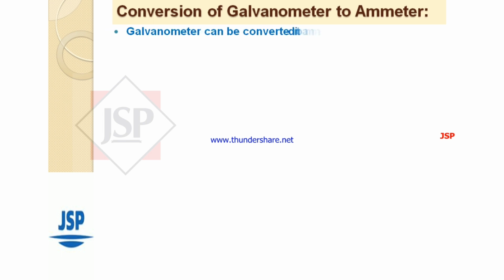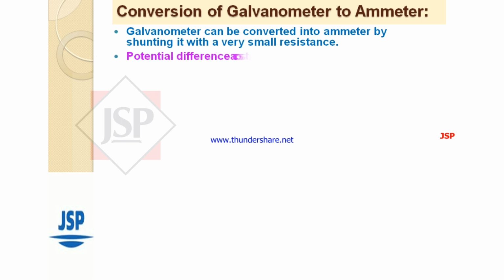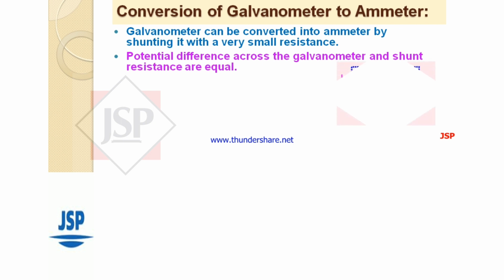Conversion of galvanometer to ammeter. Galvanometer can be converted into an ammeter by shunting it with a very small resistance. Potential difference across the galvanometer and shunt resistance are equal. Therefore, (I minus Ig) into S equals Ig into capital G, or S equals Ig into capital G divided by (I minus Ig).